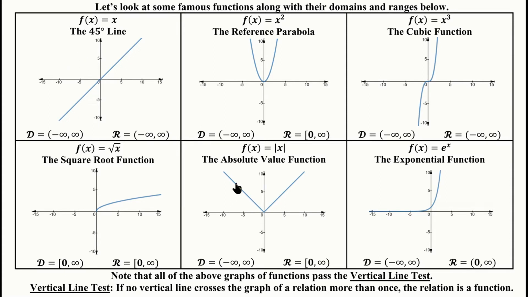So notice that the domain is all real numbers. Every real number is contributing to this graph. And the range, though, like the quadratic function, is only non-negative numbers. So the range is going to be all y such that y is greater than or equal to 0.